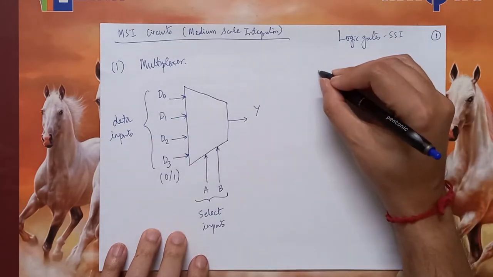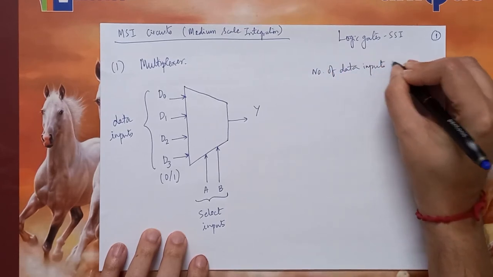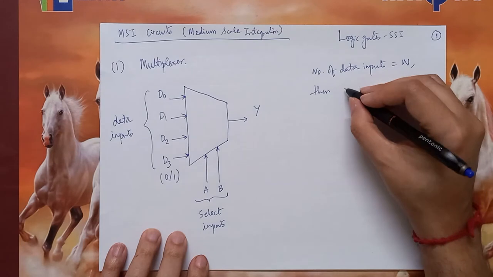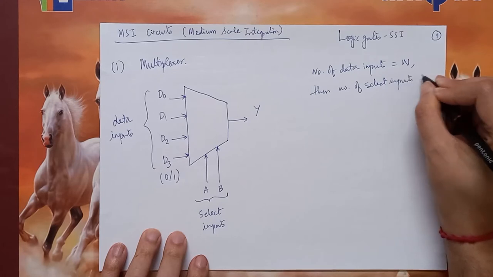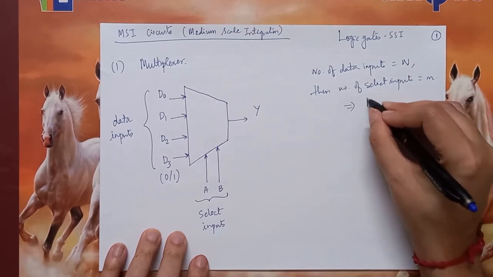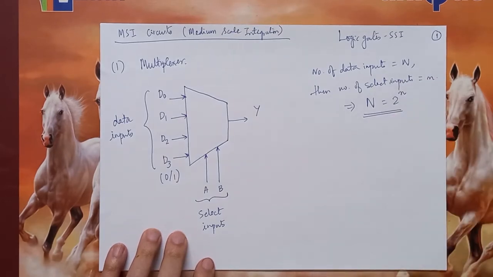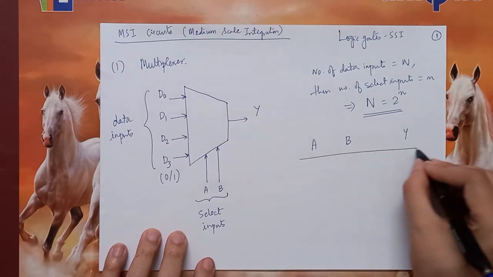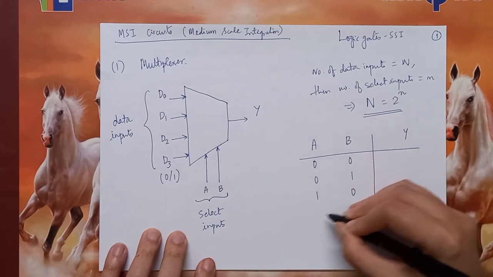So if the number of data inputs is equal to capital N, then the number of select inputs, let us say that is small n, means capital N will be equal to 2 raised to small n. So it's like saying, if I write a truth table where the inputs are A and B and the output is Y, a very simple 2-input truth table would look like this.